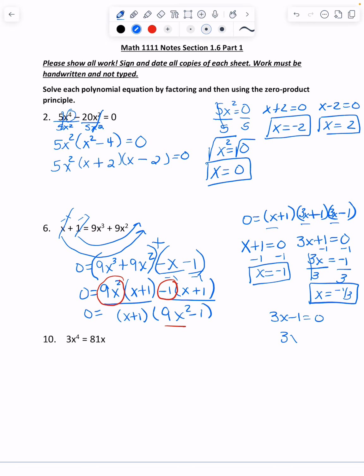And over here, I would add 1 to both sides and divide both sides by 3, and I get positive 1/3. You can see that the highest exponent was 3, so I should come up with 3 answers.